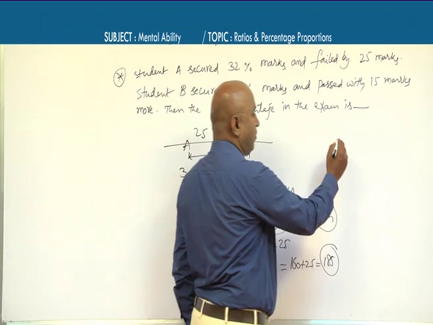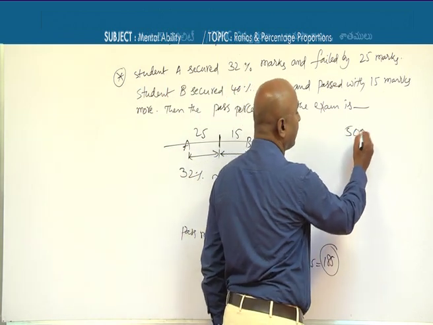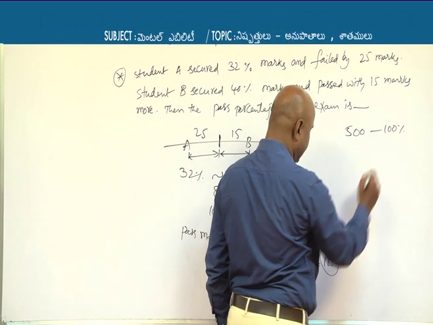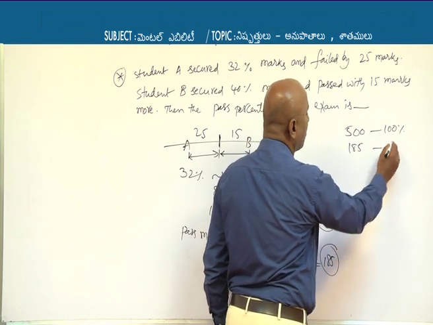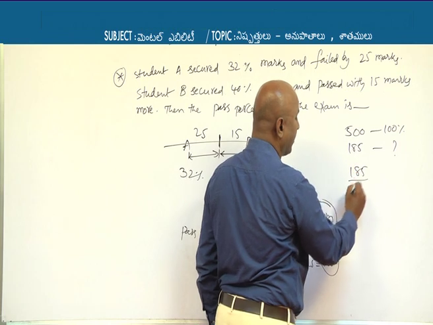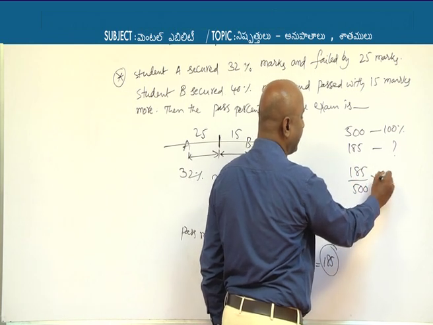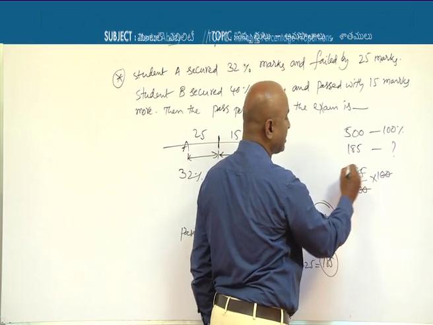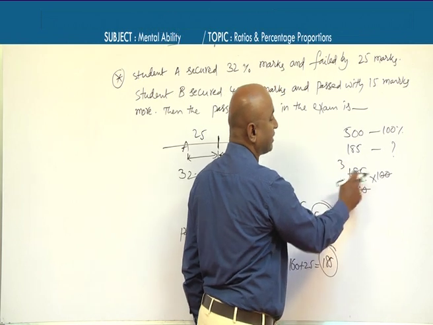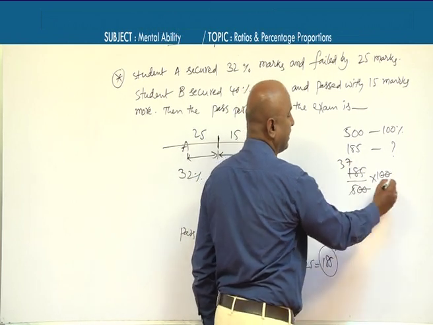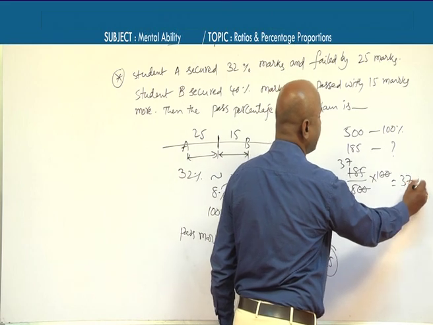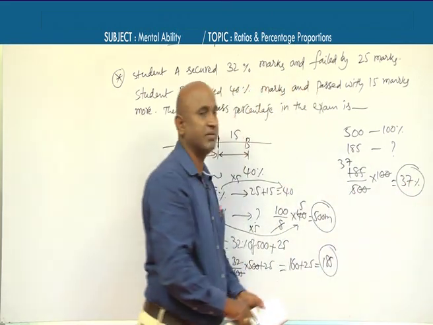If 500 is 100%, then 185 is how much? 185 by 500 into 100. 5 ones, 5 3s are 15, 35, so 37. So, pass percentage is equal to 37%.